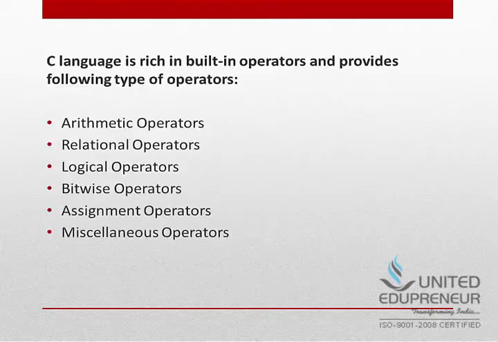For now, we'll go ahead and look at some types of operators in the C language: arithmetic operators, relational operators, logical operators, bitwise operators, assignment operators, and some miscellaneous operators. So let's go ahead and have a deep look at these operators.